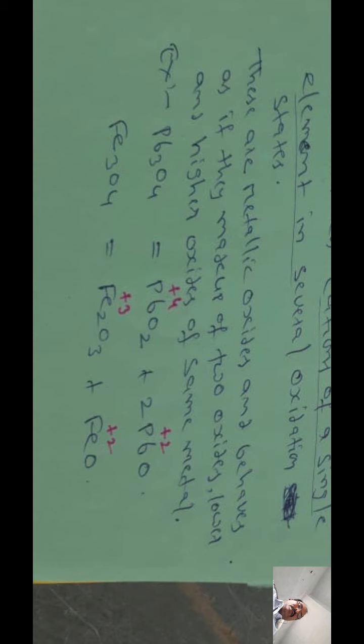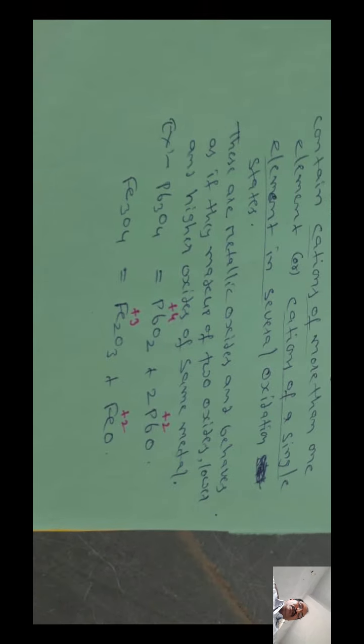Like that, Fe3O4. It is made up of Fe2O3 plus FeO. In Fe2O3, the oxidation number of iron is +3, whereas in FeO, the oxidation number of iron is +2. These are the second classification of oxides. Okay. This is the first topic in your second semester. What are oxides and classification of oxides?